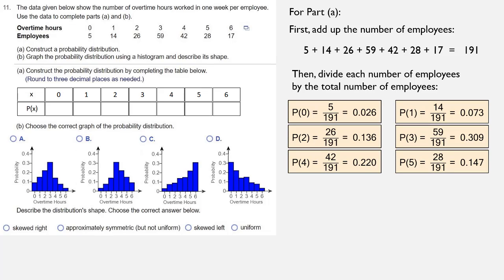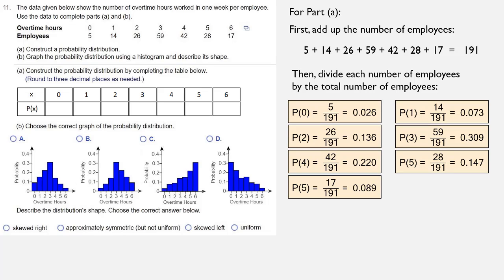And for the employees that had 6 overtime hours, there were 17 such employees. 17 divided by 191 is 0.089. So these are the values that we use to fill in the table in part A. In part B, we're trying to choose the correct graph for the probability distribution. We need the values from part A to figure that out.